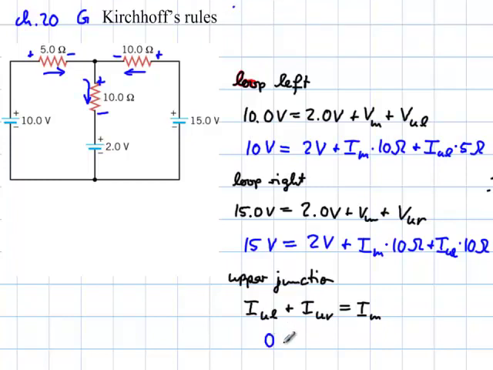That means that I have 0 equals IM minus I upper left minus I upper right. I know my R looks like a V, but my tablet here is not totally adjusted to give me a nice handwriting.